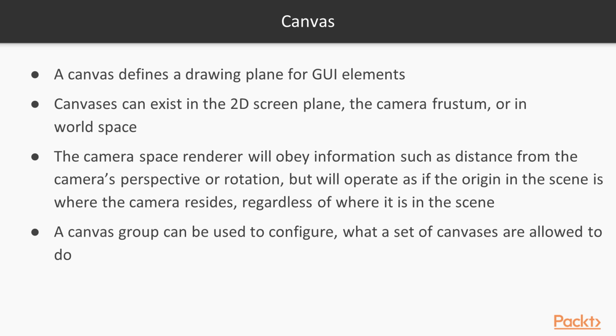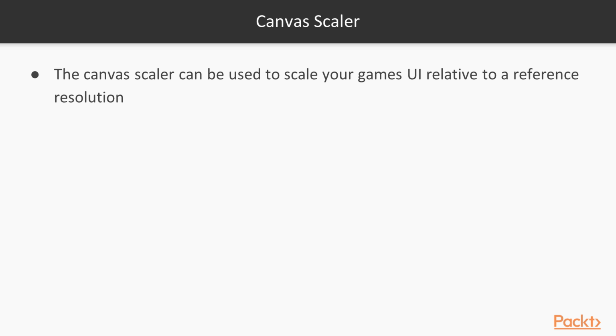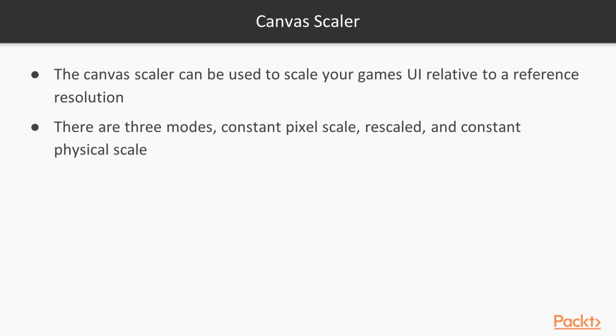Several canvases may be used at once, and they may be configured together using a canvas group. A canvas group can be used to do things like set opacity and toggle whether a group of canvases will accept input. Attached to the default canvas object is a canvas scaler. The canvas scaler can be used to scale your game's UI relative to a reference resolution. This is useful for deploying across devices with different screens. The canvas scaler may operate in 3 modes.